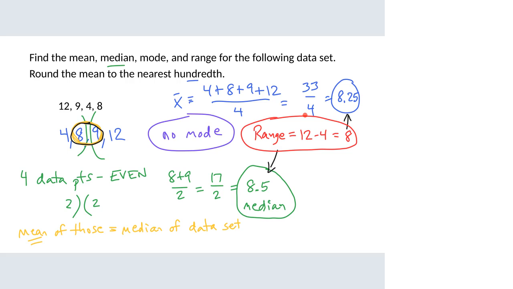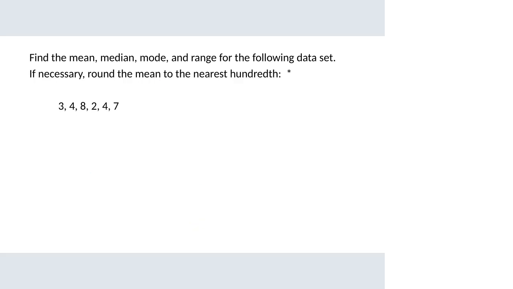All right, let's have you try one. I want you to find the mean, median, mode, and range for that data set. If necessary, round the mean to the nearest hundredth. And I'm going to set up a poll for this. The poll is just going to ask you for the mean and the median. I want you to find the mode and the range, but we'll just talk about those. They won't be in the poll. So I want you to go ahead and find all 4 of these measures of central tendency.